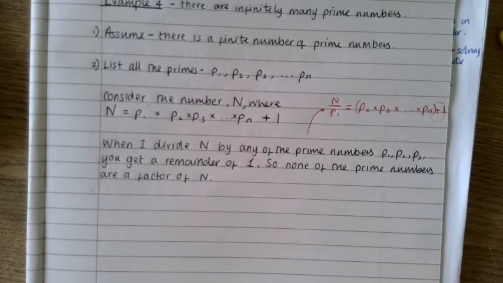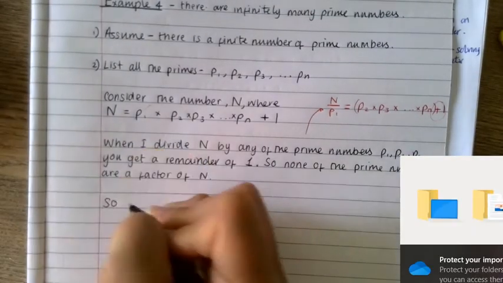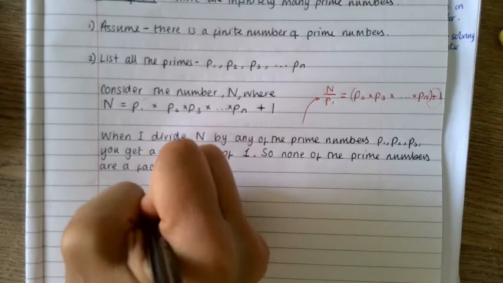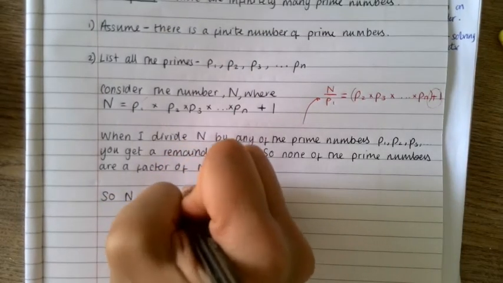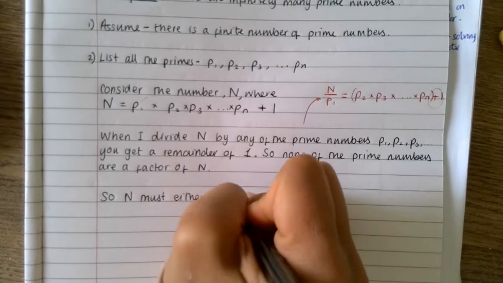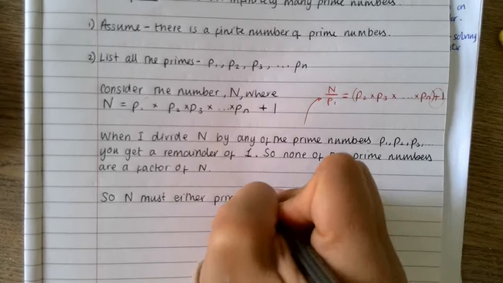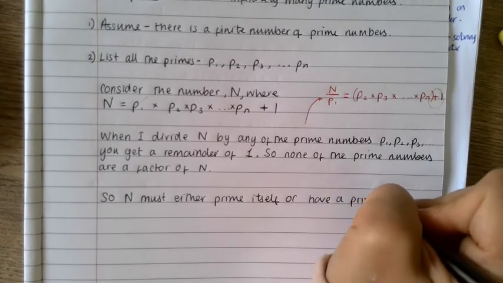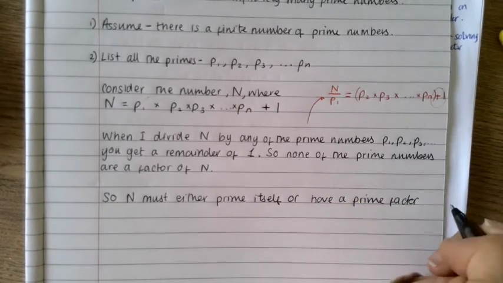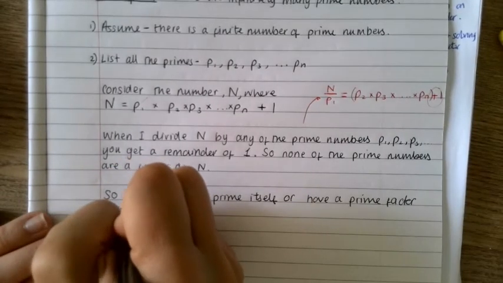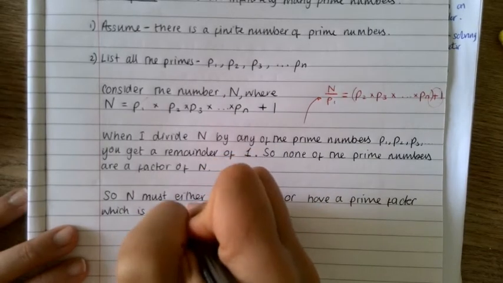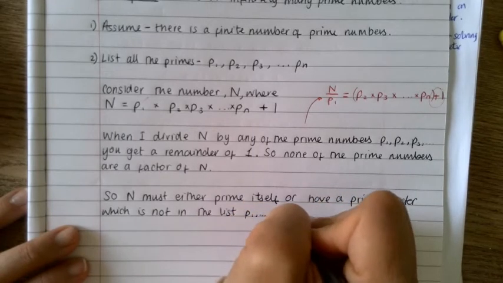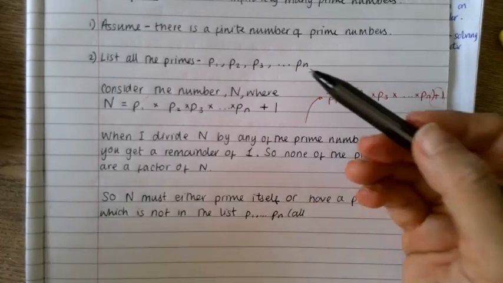So this leads us to a conclusion, that N must either be prime itself, or have a prime factor which is not in the list P1 to Pn, which I stated at the beginning is all the prime numbers.